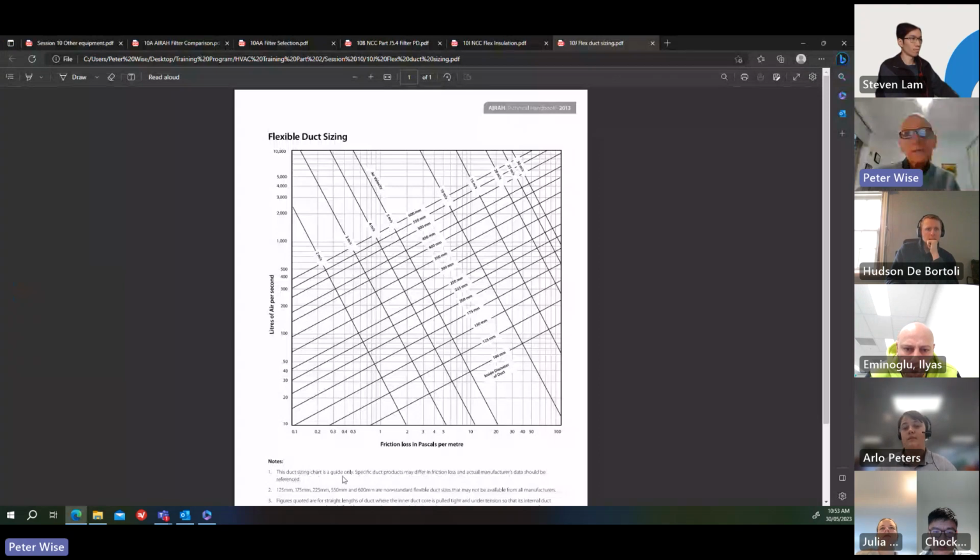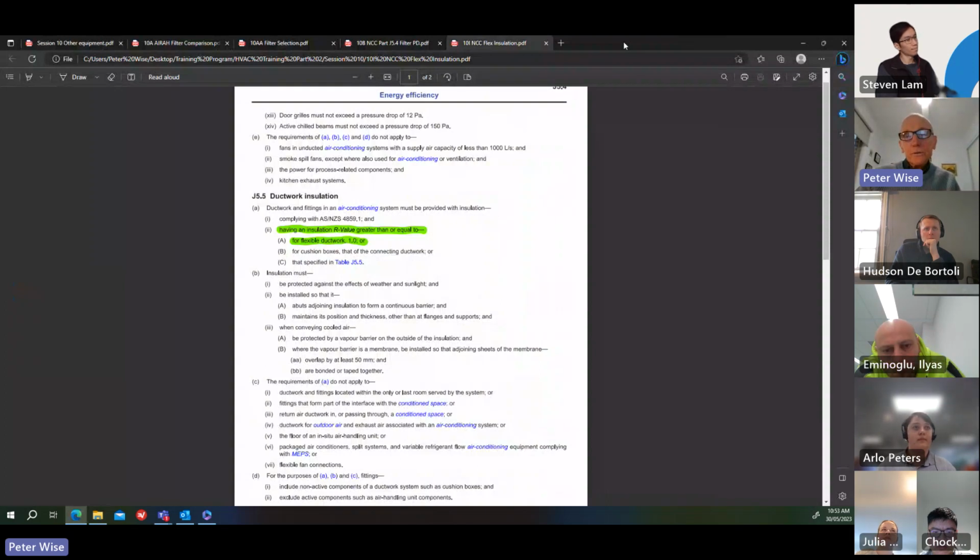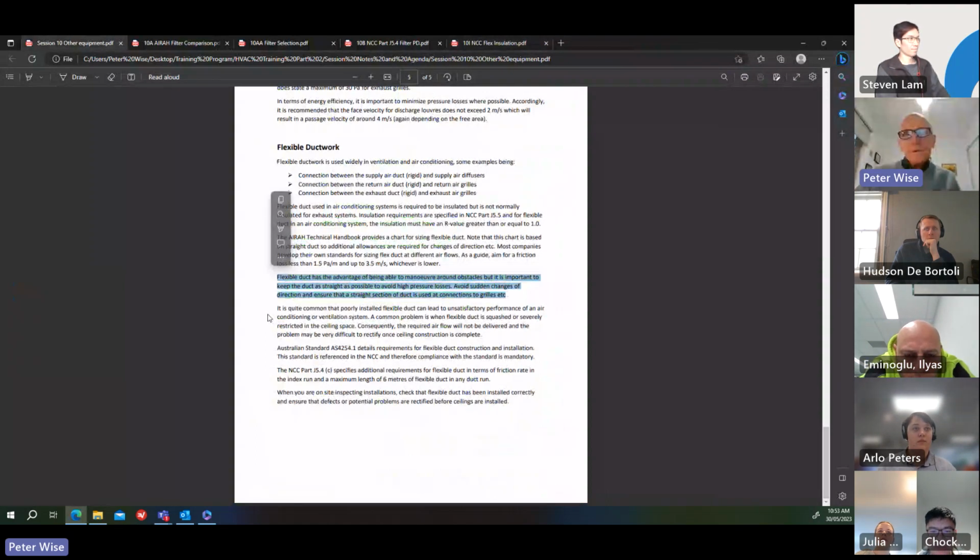There's some notes at the bottom. It's a guide only. Again, many people manufacture flexible duct and they might have different ratings for their airflow and pressure drop. But this is a guide if you need something to refer to. It obviously has the advantage of being able to manoeuvre around obstacles, which is the reason we use it, to make that final connection. But it's important to keep the duct as straight as possible to avoid high pressure losses. Avoid sudden changes of direction, and ensure that a straight section of duct is used at connection to grills and so on. So when you connect to a grill, you often see that they twist the duct around and just bang it straight on top of the grill. That can cause issues unless it's supported properly and you've got a nice long radius.